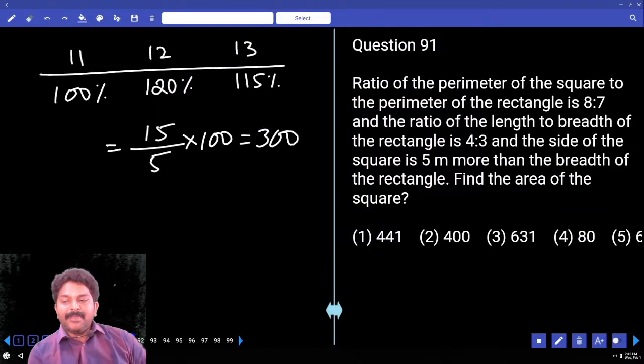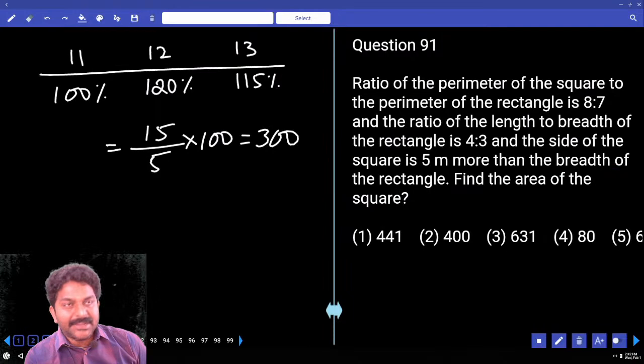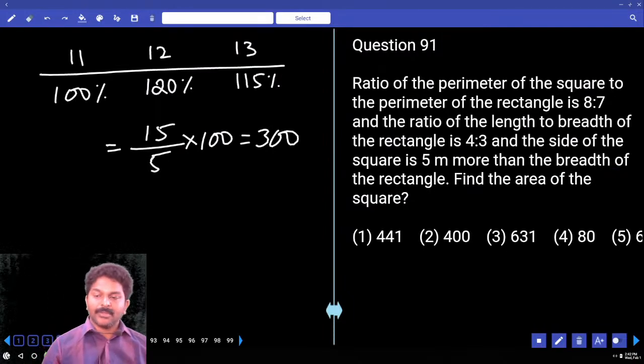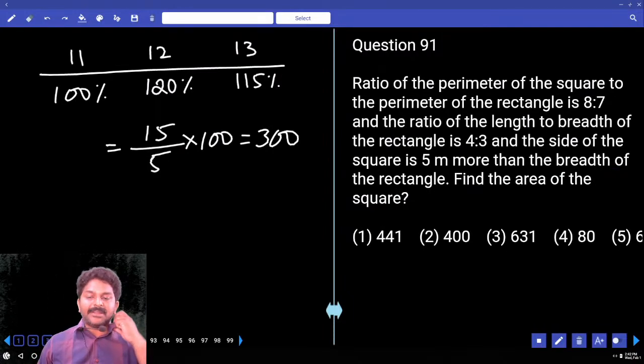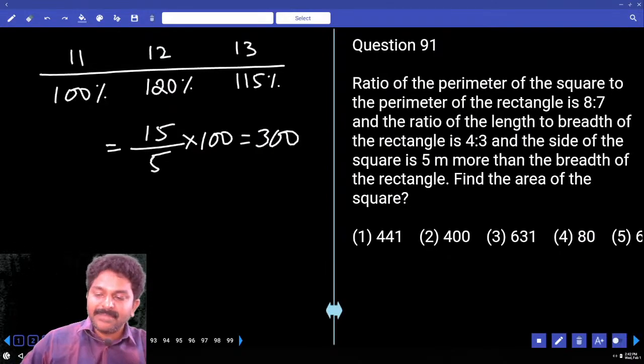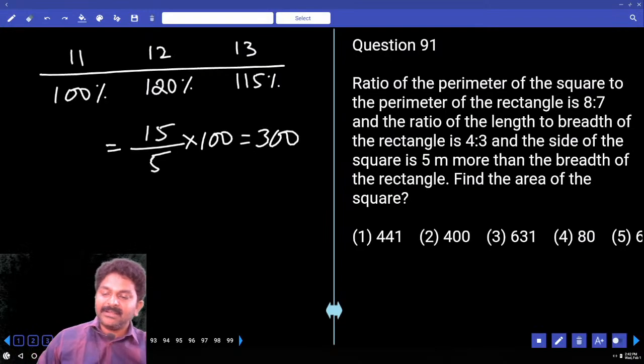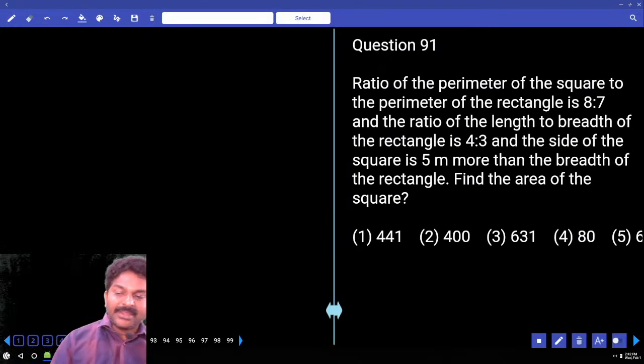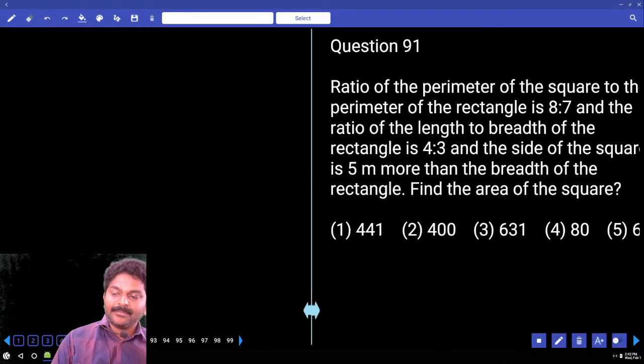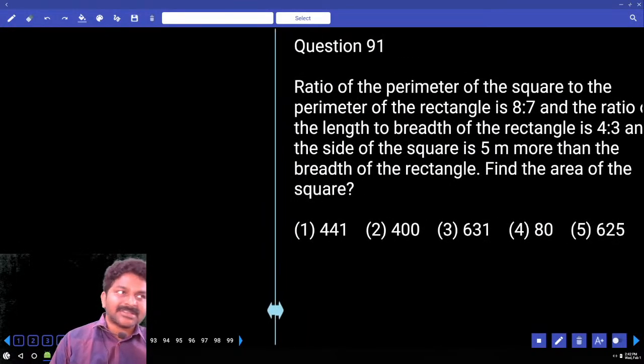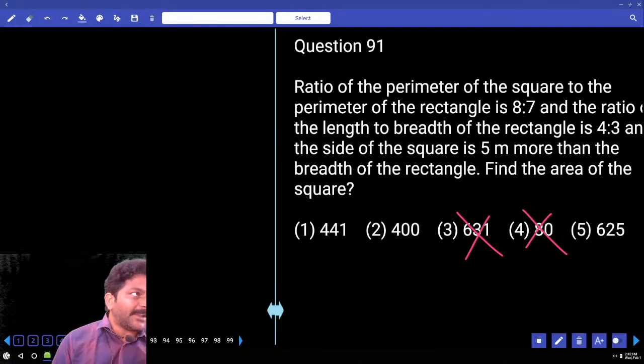The ratio of the perimeter of the square to the perimeter of the rectangle is 8:7. The ratio of length to breadth of the rectangle is 4:3. The side of the square is 5 meters more than the breadth of the rectangle. Find the area of the square. Square area. Okay. So the answer must be a perfect square, right? It can be the first option, second option, but not the third, not the fourth. The fifth can be your answer because they are perfect squares, correct?